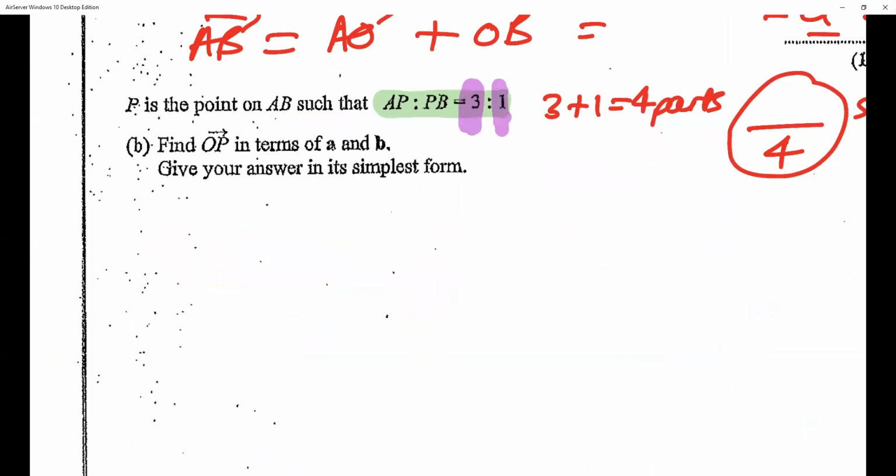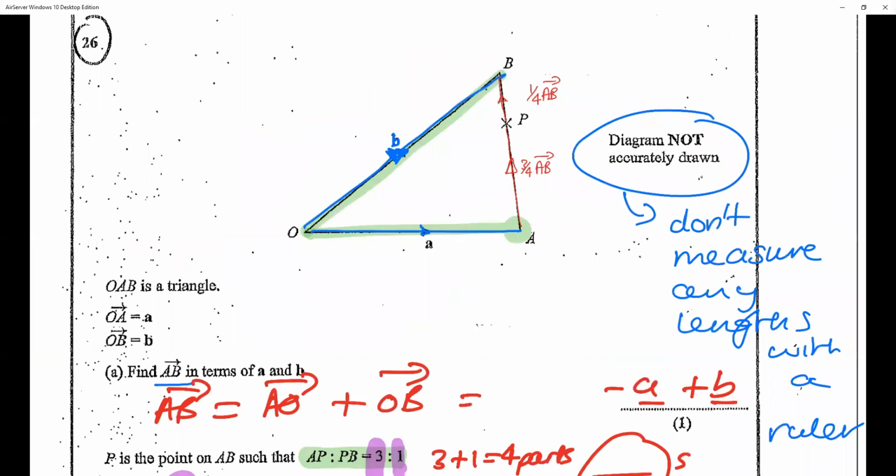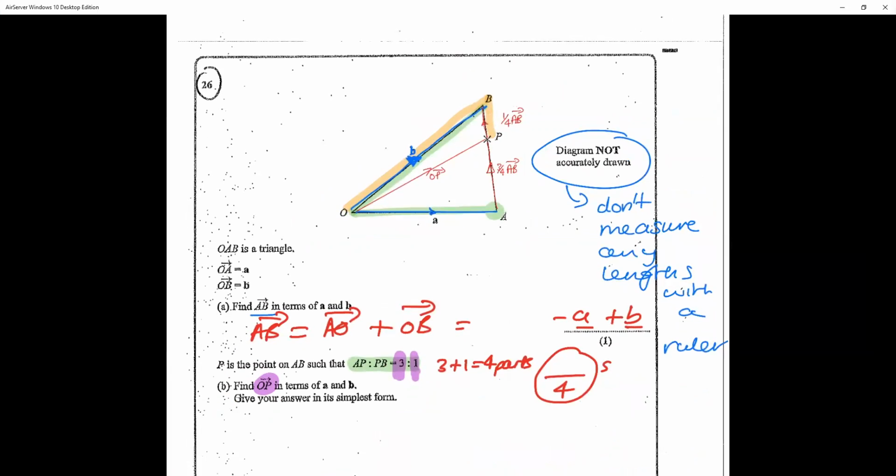So what do they want us to work out now? They want us to find OP in terms of A and B. So we have to go from O to P. Okay, let's have a look. They want us to go from here to there, but you can't, so you have to take the long way. We can't go that way because we don't know what it is. So what is the long way? Let's go on that long way together. So we're going to go from O to B, and then B to P. Okay, lovely. That looks good.